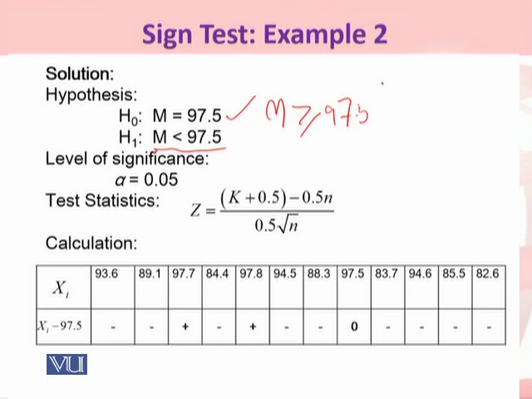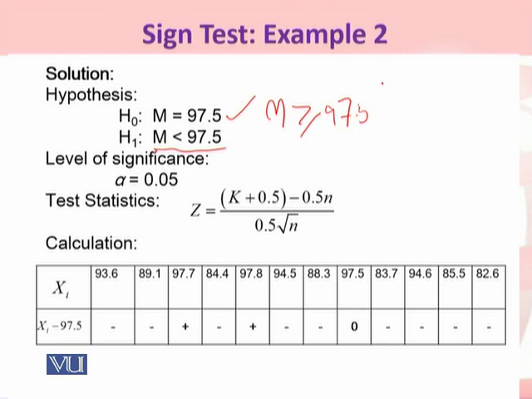Now students, as the number of values is 12, we will be taking the normal distribution to test this type of hypothesis. So the test statistic for this is Z equals K plus 0.5 minus 0.5 times N, divided by 0.5 times the square root of N. This is the large sample statistic we are going to use to test this type of hypothesis.